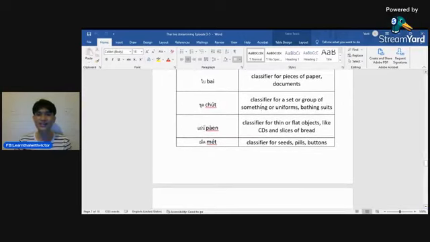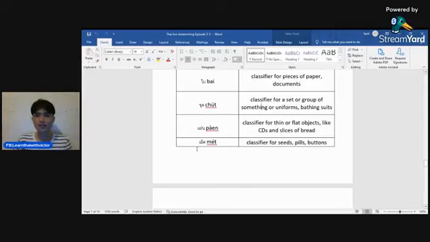The next one is แผ่น. This one is the classifier for thin or flat objects. Maybe some of you have the question whether it can be used with paper. Yes, you can use it like that also. พวกเรามีกระดาษ10 แผ่น. We have 10 pieces of paper. กระดาษ is the subject here, 10 is the number, and แผ่น is a classifier for thin or flat objects.